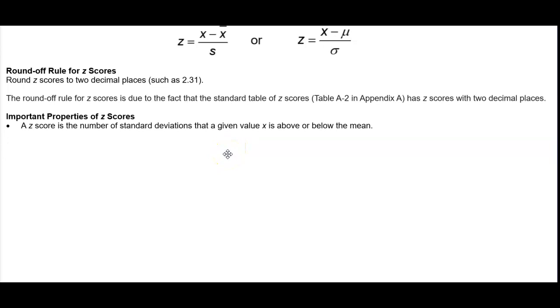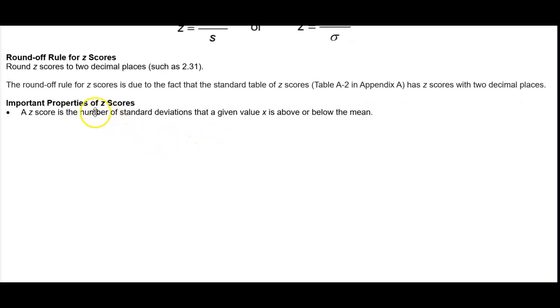Now, what are some of the important properties of z-scores? Well, a z-score is the number of standard deviations that a given value x is above or below the mean. Z-scores are expressed as numbers with no units of measurements.